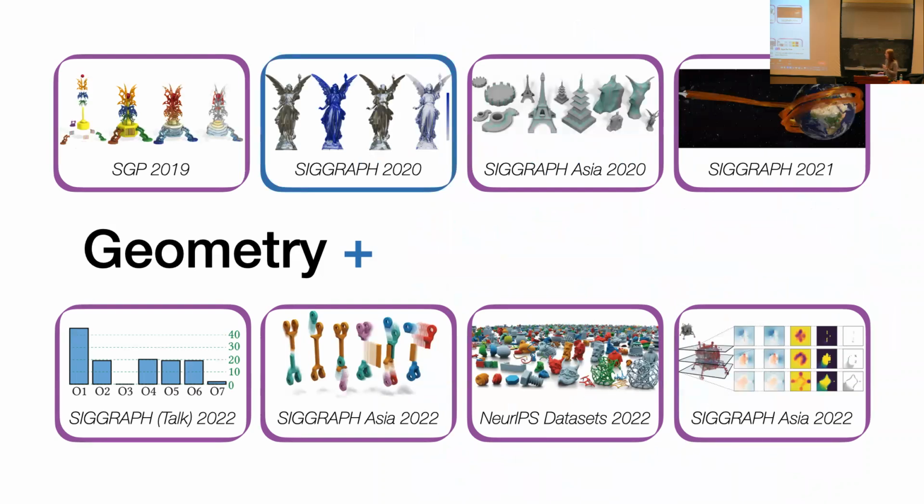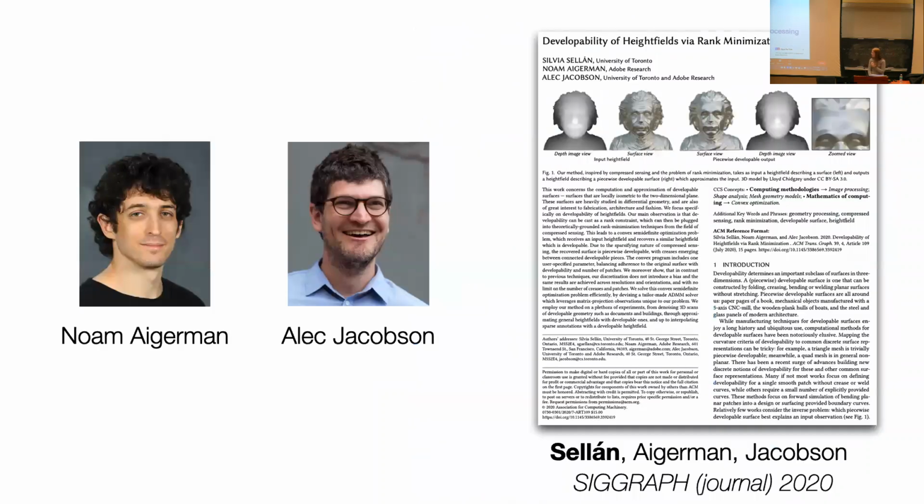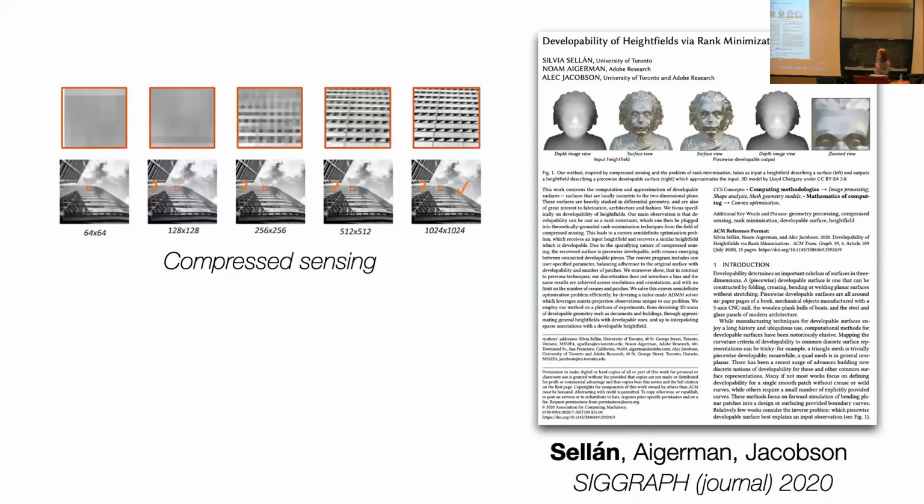A prototypical example of geometry plus is this work that I did with Noam Eigerman and my advisor Alec Jacobson, where we looked at an idea from signal processing. These are people that research how to capture audio signals or image signals from computer vision. They have this concept called compressed sensing, which is a way of very strategically sampling a signal so that you capture the dominant features, basically.